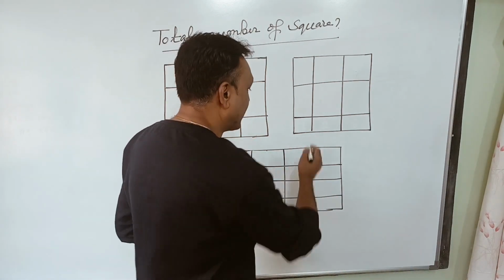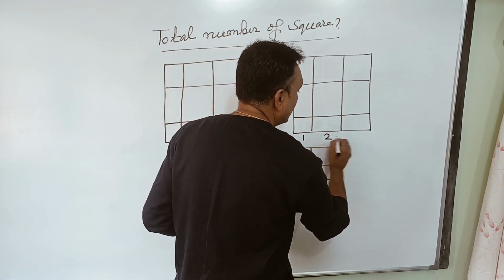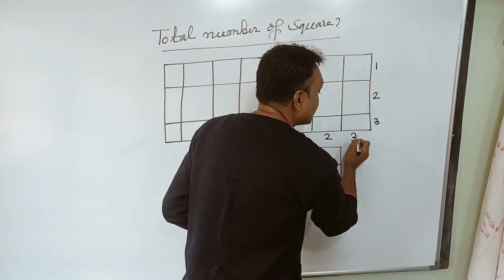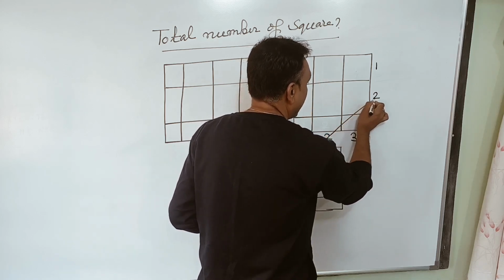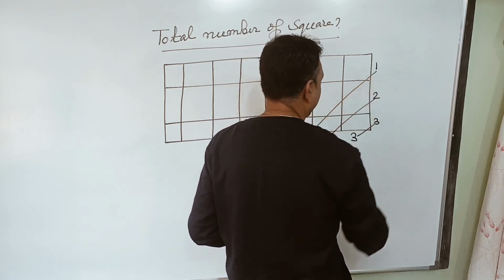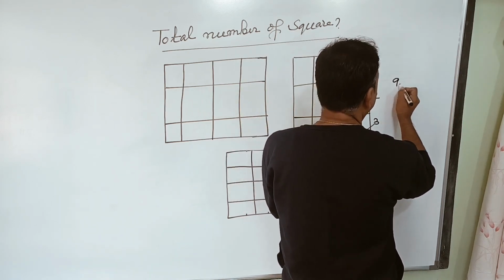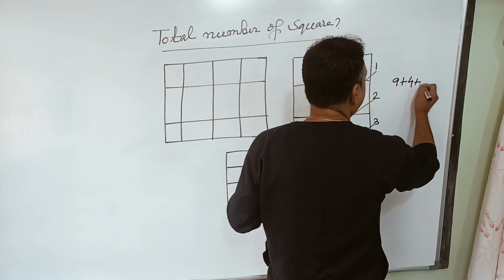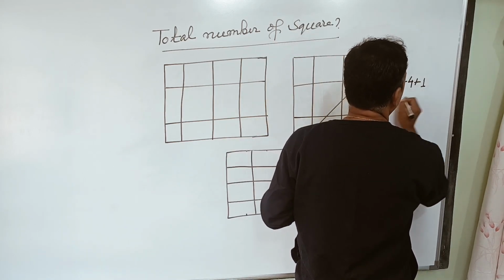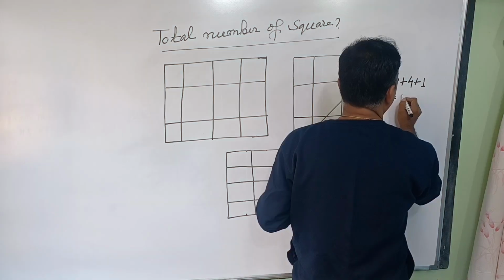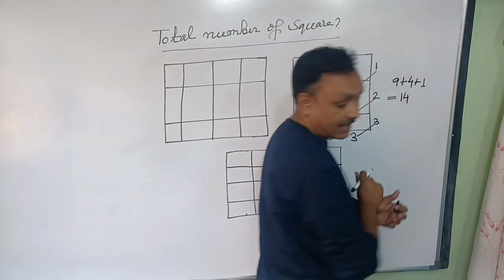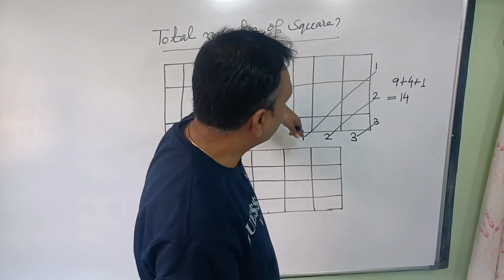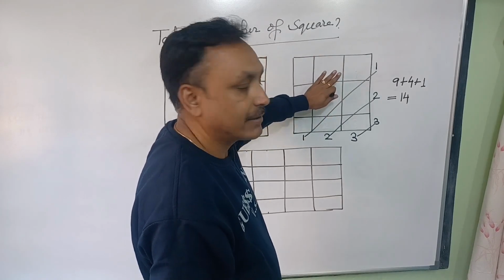What we have to do, you have to number like this. 1, 2, 3. Here also 1, 2, 3. Then multiply this with this. 3 into 3, 9. Then you have to add up, plus 2 into 2, 4, plus 1 into 1, 1. So what will be the total? 14. You can find it out here. So there are a total of 14 squares.